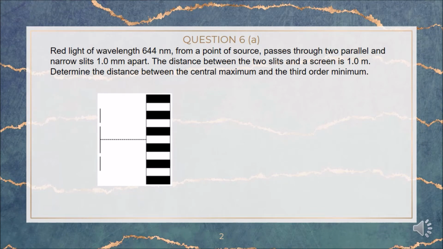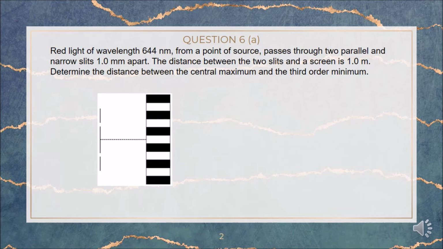For question 6a, red light of wavelength 644 nanometer from a point source passes through two parallel and narrow slits 1 millimeter apart. The distance between the two slits and a screen is 1 meter. Determine the distance between the central maximum and the third order minimum.